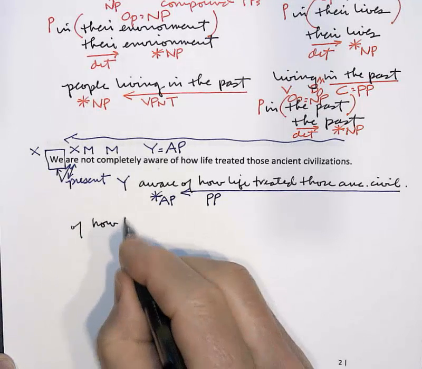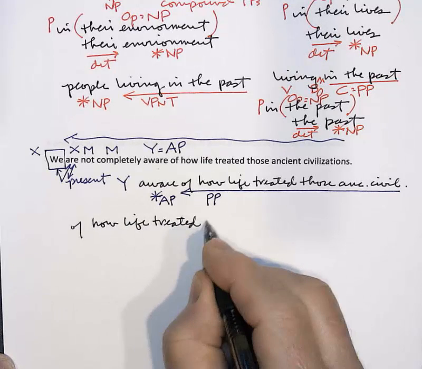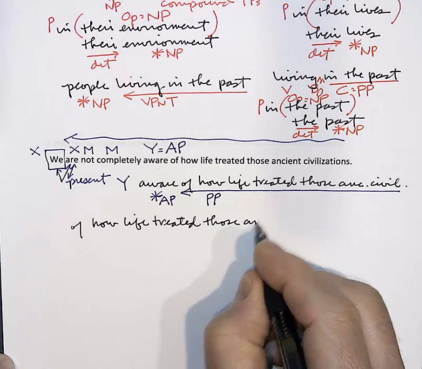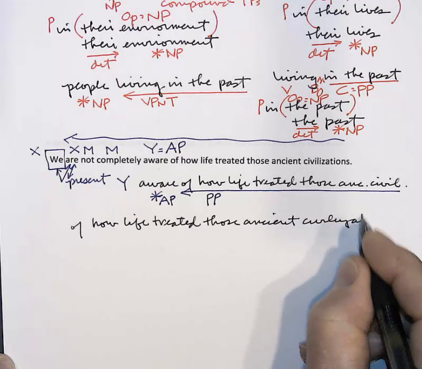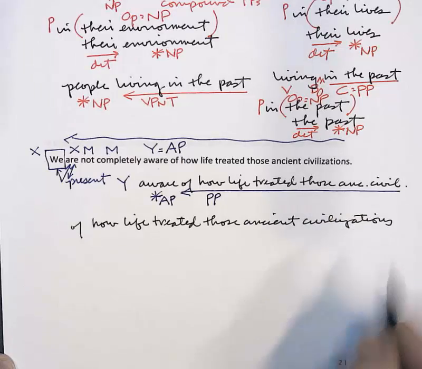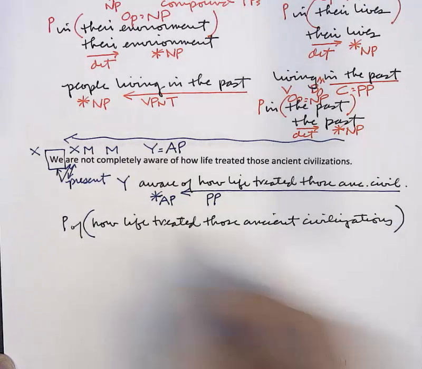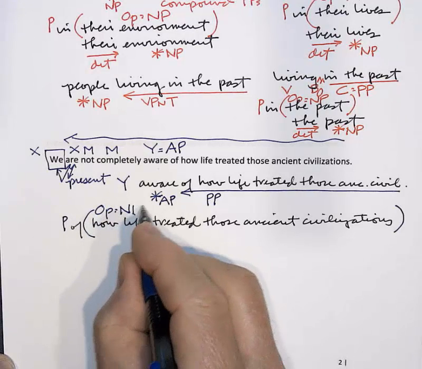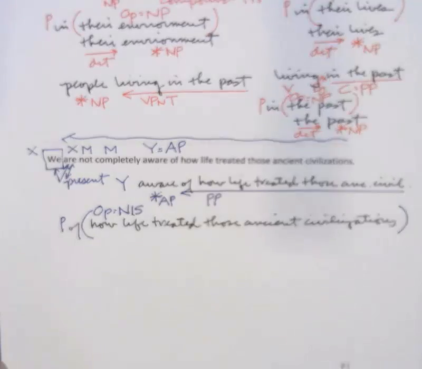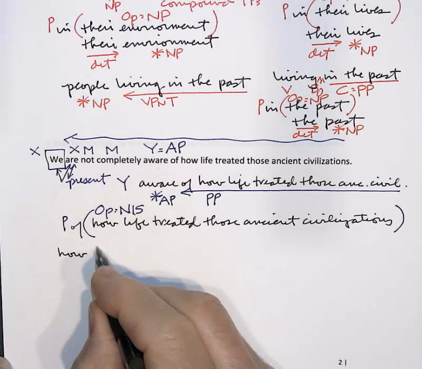Of how life treated those ancient civilizations. And of is the preposition. And I think this is the first time we're looking at something like this. The object of the preposition is a nominal included sentence. So let's take a look at our nominal included sentence.